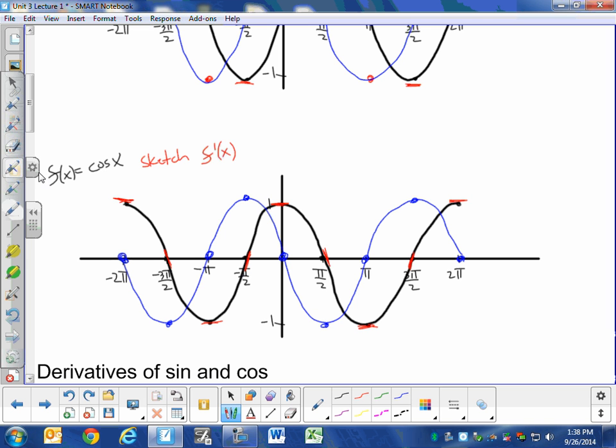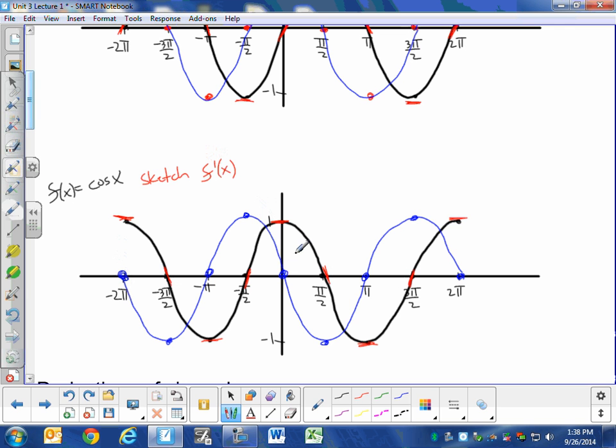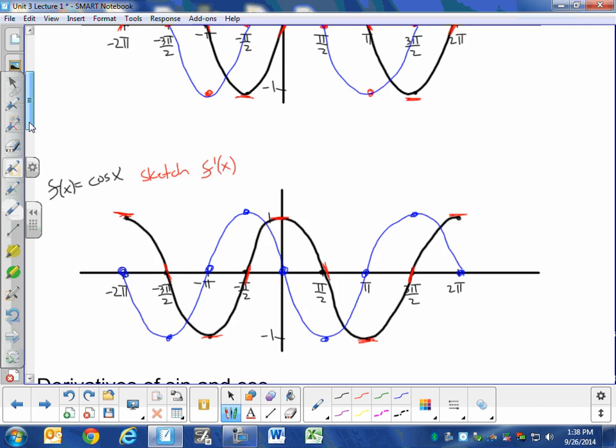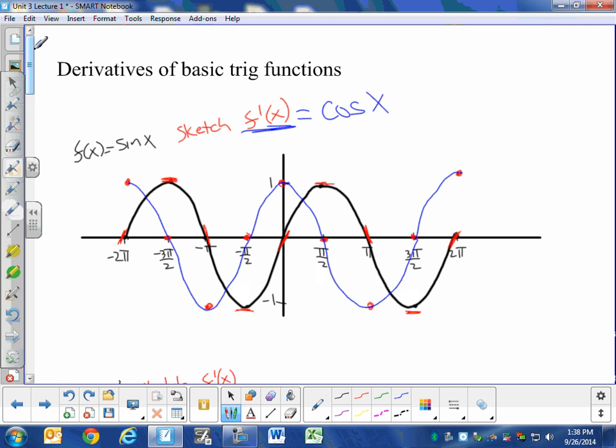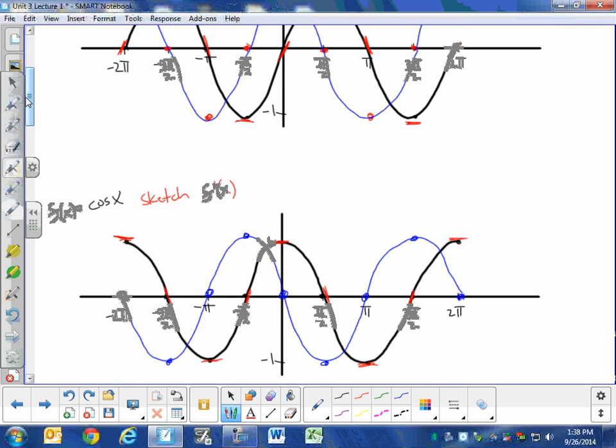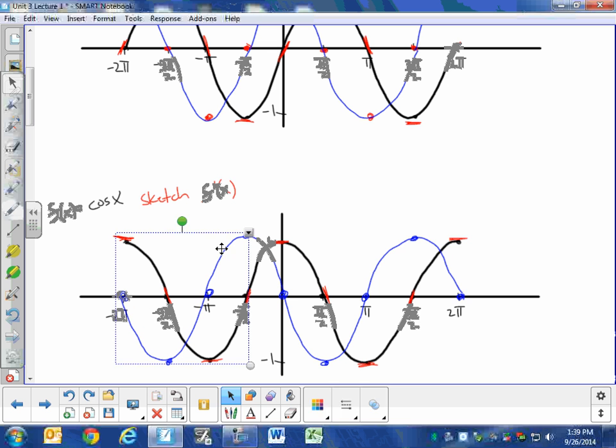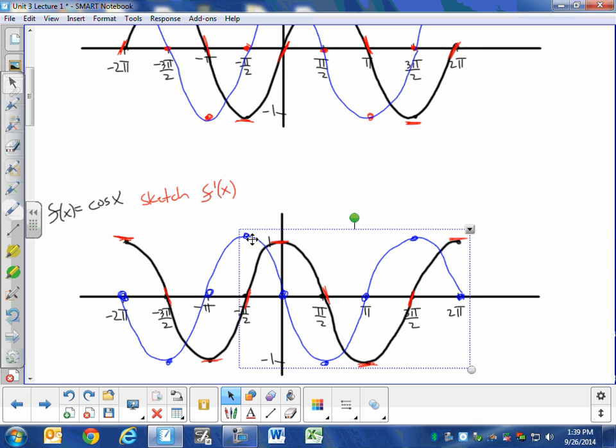Now let's compare this to our other graphs. We got 0, 0, we got pi over 2, negative 1. Well, let's look at this blue graph compared to my original graph. I'm going to see if I can drag it. No, maybe not. Let's group these pieces together.